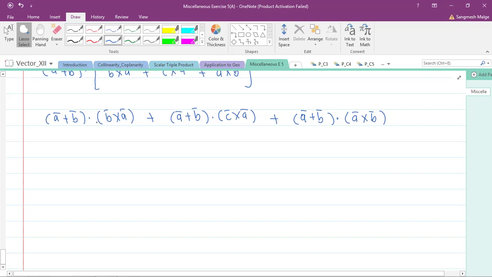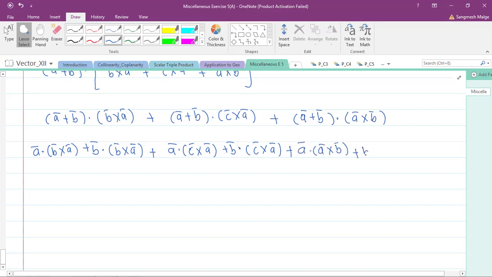Now if you again distribute this, what you will get is a bar dot b bar cross a bar plus b bar dot b bar cross a bar plus a bar dot c bar cross a bar plus b bar dot c bar cross a bar. Very good. Plus, now distributing this, a bar dot a bar cross b bar plus b bar dot a bar cross b bar. Now if you observe very carefully, this is nothing but a dot as well as a cross, which means this is the box product of a, b and a. This is nothing but the box product of a bar, b bar and a bar.